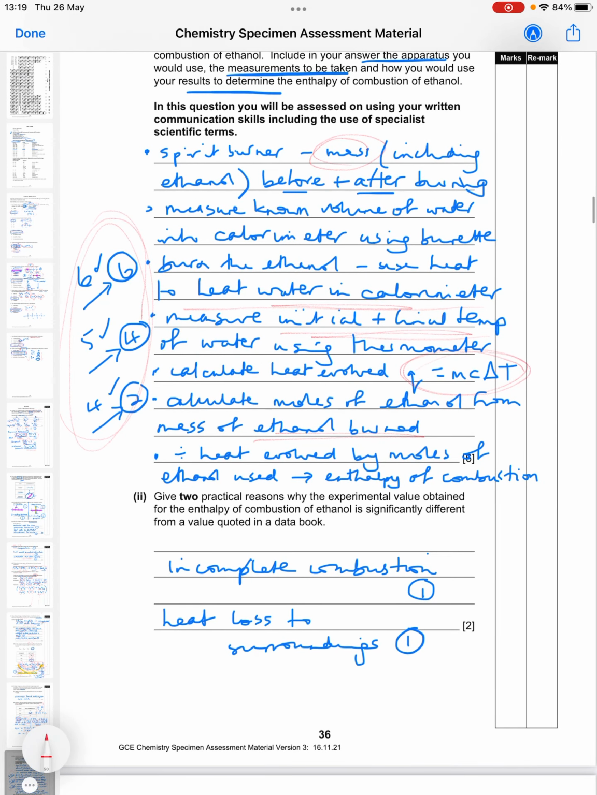And finally, give 2 practical reasons why the experimental value obtained is significantly different from a value quoted in a data book. Well, you have to take into account it could be incomplete combustion, and also it's not a perfect world, so there's going to be some heat loss to the surroundings.